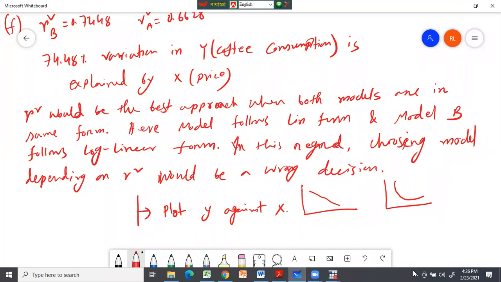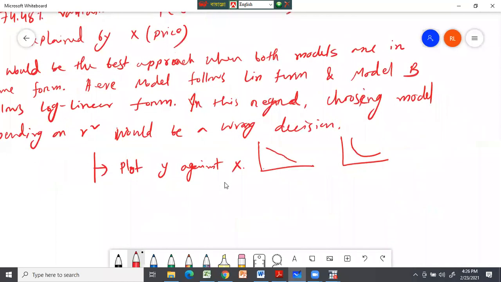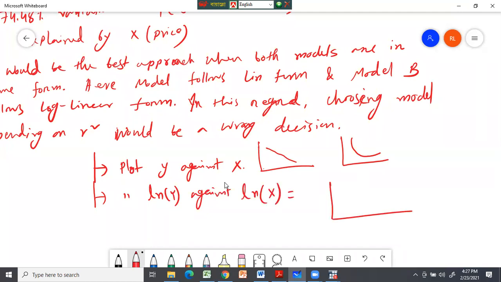That means you cannot fit the data using a straight line model or linear form model. What you have to do there is to use a log linear model. And in that case, again you'll have to plot ln y against ln x. And after plotting them, after plotting log of y against log of x, if you have found that yes, now it is a straight line, then your log linear model would be better or preferable to your linear model.